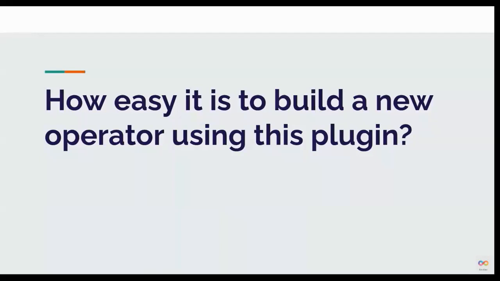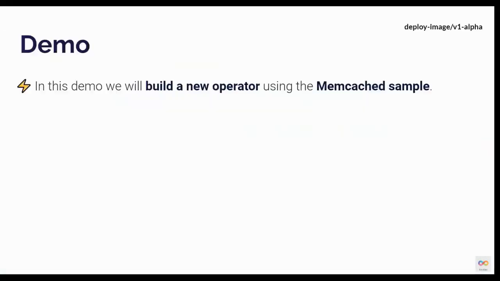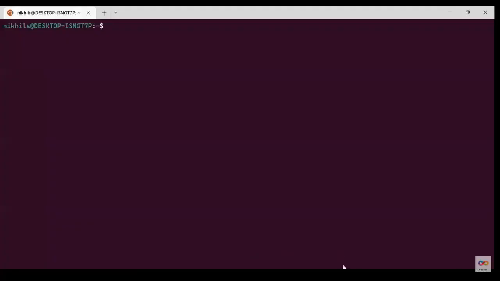So let's see how easy it is to build a new operator using this plugin. For that, we will be doing a demo in which we will build a new operator using the memcached sample. So now we will be building a new operator using the deployments plugin and run it locally. The first step will be to create a new project directory in our Go path.